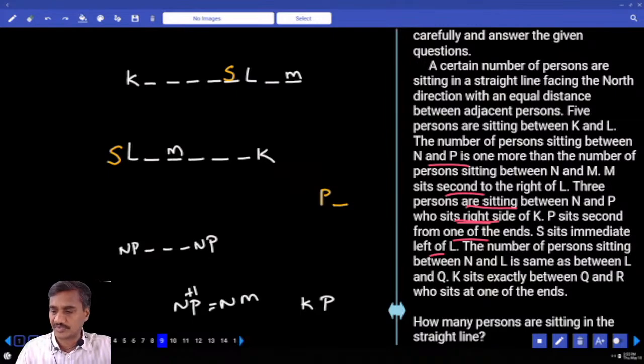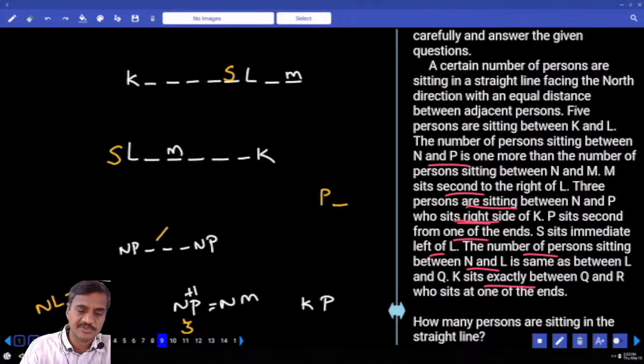The number of persons between N and L is the same as between L and Q. And K sits exactly between Q and R. Then the relation between these two, N and L, L and Q, then K is to the right, between N and P. N and P, how many people are there? 3 people.